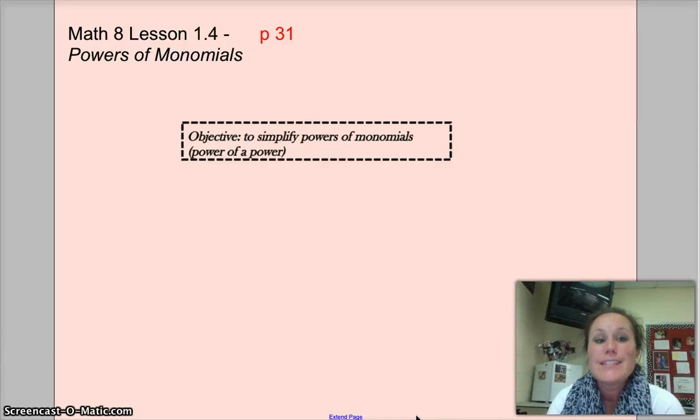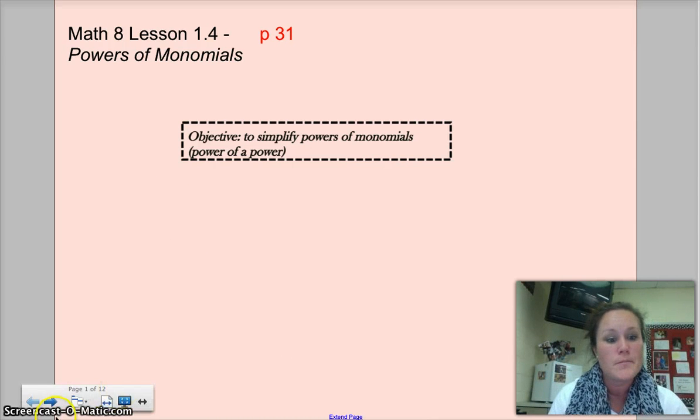Hey guys, lesson 1.4 for Math 8 on page 31 in your book. Grab your calculator, your pencil, and let's get started. Our objective today is to simplify powers of monomials. It's basically power of a power. It's going to make a little bit more sense once we get started, so let's do it.